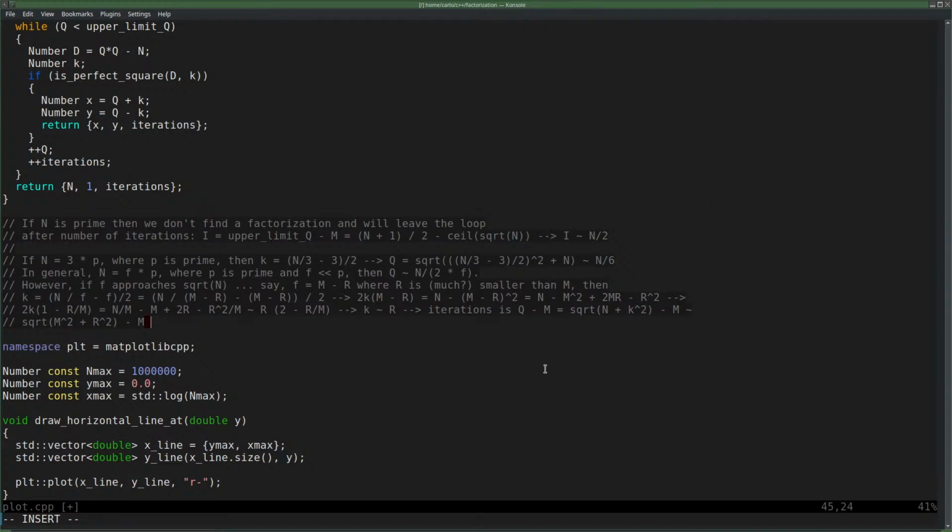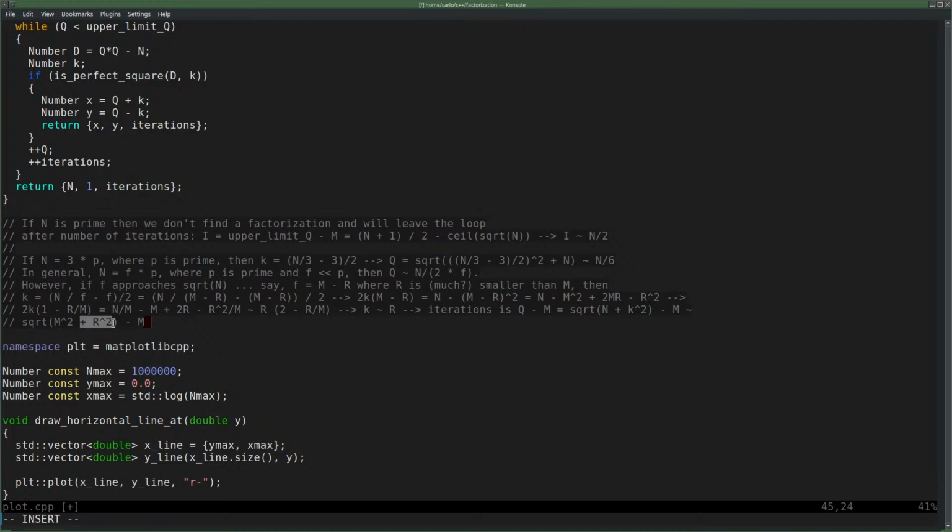I mean, R is small compared to M, but M is still huge. Yeah, N is huge, like 10 to the power 80. M is like 10 to the power 40. So even if R is 10 to the power 10, then it's still much smaller than M. So we have here 10 to the power 80 plus 10 to the power 20. It's completely, it seems that we can ignore it, but then we subtract M.